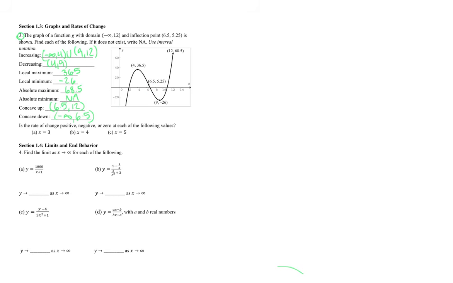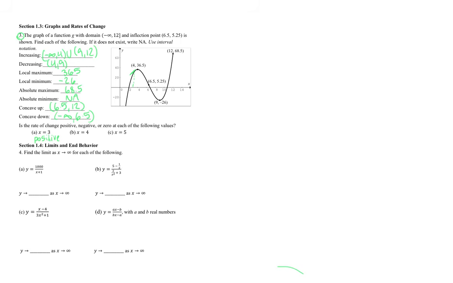And the last part of this problem asks us to find if the rate of change is positive, negative, or 0 at each of the following x values. So first we're looking at x equals 3. So if we go to 3, that's like right here. And the rate of change would be the tangent line at that value, or at that x value. So at x equals 3, we have a positive slope here. So that means our rate of change would be positive.